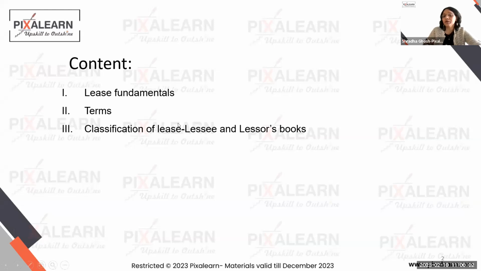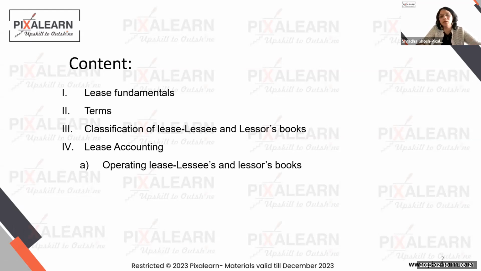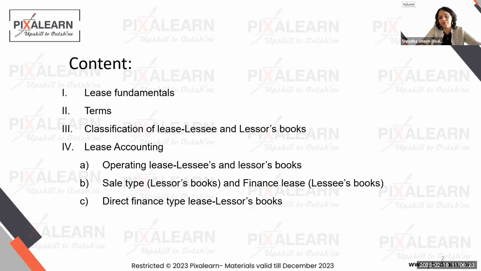Before we proceed, we're going to talk about the classification. Why is classification important? Because unless and until we know how to classify the lease, it is going to be difficult to account for it. Then we're going to talk about the accounting, which is the most important part. There are three kinds, and we're going to know about them as we proceed further. We're going to talk about three various kinds of leases.